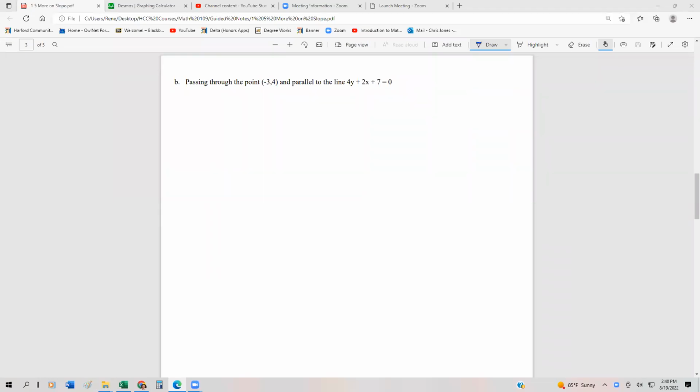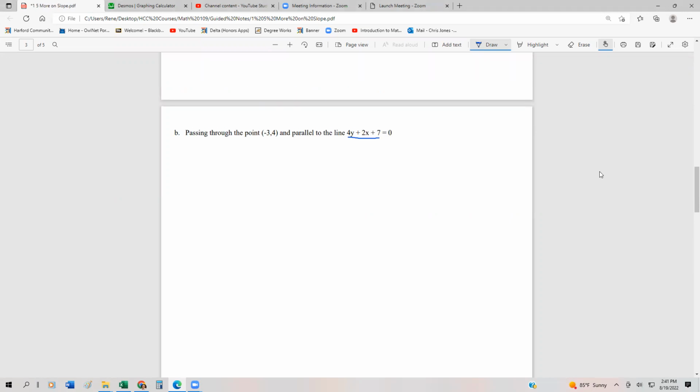In the previous video, we took a look at how to find the equation of a line parallel to another line given a point. We're going to do the same thing in this video. It's a little bit tougher though, because we're not going to immediately be given the slope like we were in the previous. And so we want to try to find the equation of the line passing through negative 3, 4, parallel to 4y plus 2x plus 7 equals 0.